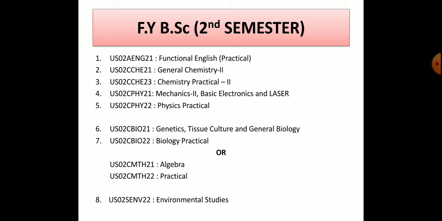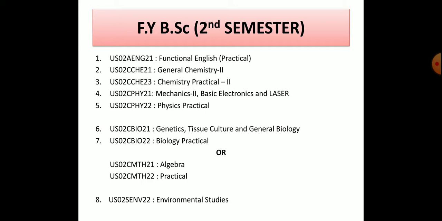Or the 6th is US02 CMTH 21, that is Algebra. And the 7th is US02 CMTH 22, that is Maths Practical. And the last, the 8th, is US02 SENV 22, that is Environmental Study. You must remember all these subject titles and subject codes throughout this semester.